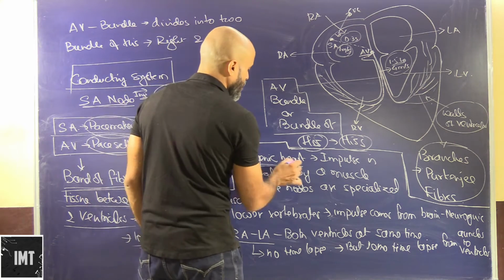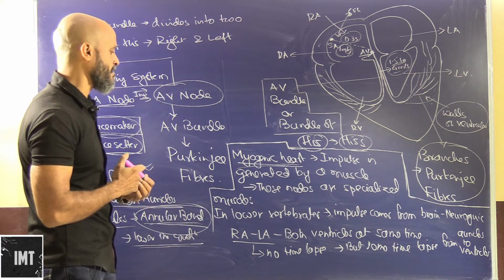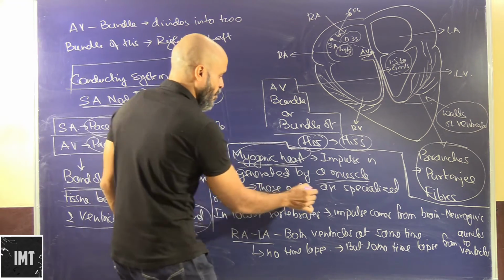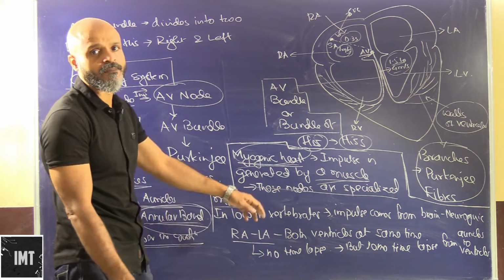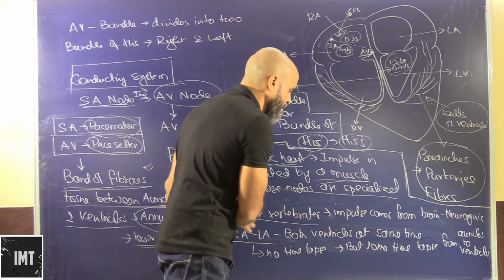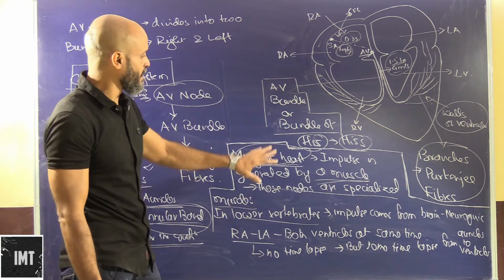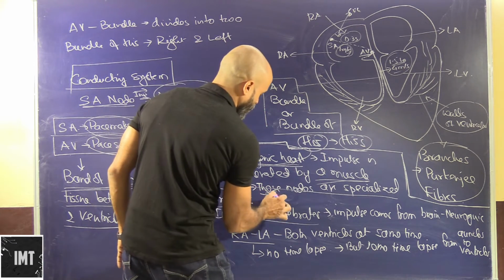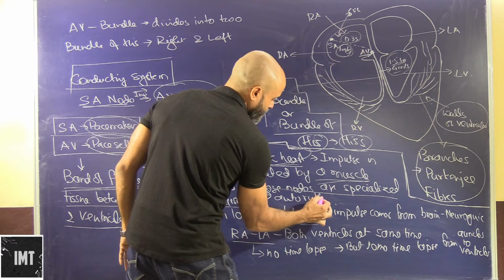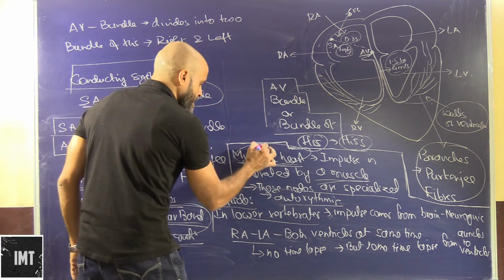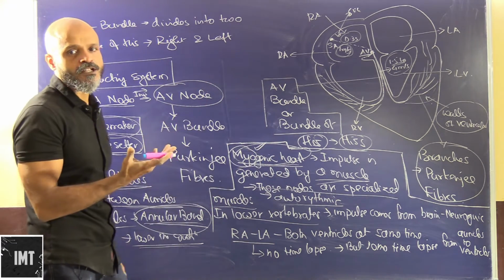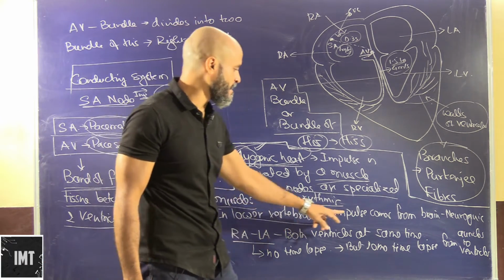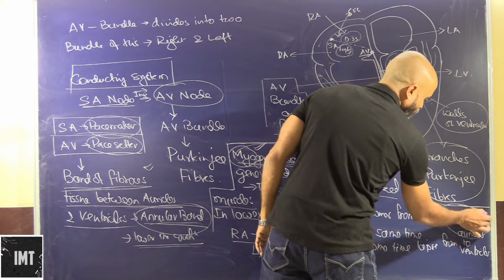If we look into a myogenic heart, the impulses are generated by a muscle. These nodes are specialized muscles. In lower vertebrates, impulses come from the brain, whereas in higher vertebrates like us, the impulses are generated within the heart. This is autorhythmic, and hence it is known as a myogenic heart. Myo means the muscles which are connected to the heart. In lower vertebrates the impulses come from the brain, and hence they are known as neurogenic.